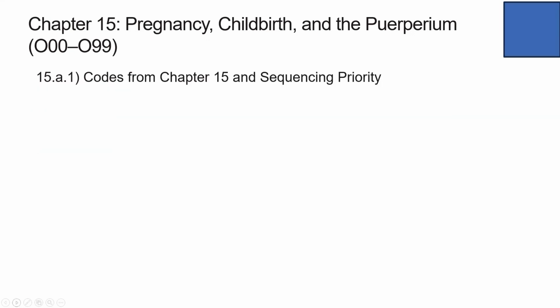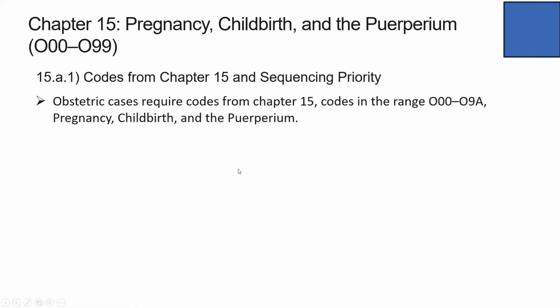So let's look at some guidelines first, and then later we are going to get into some specific examples. So first off, obstetric cases require codes from chapter 15, codes in the range of O00 to O9A. Now, don't get these confused because this is actually an O. And so when you're entering your codes, make sure that you realize that this is an O and not a 0, okay? Because that can be confusing too.